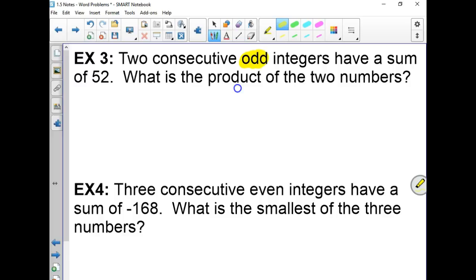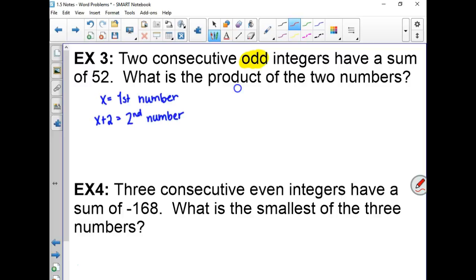Now this might be one you could do fairly easily by guessing and checking, but we are wanting to learn the algebra behind this, so we want to set up an equation. So this time I've got consecutive odd integers. So if I let x still be my first number, then the next odd integer won't be just 1 larger, but 2 larger. So x plus 2 will be my second number.